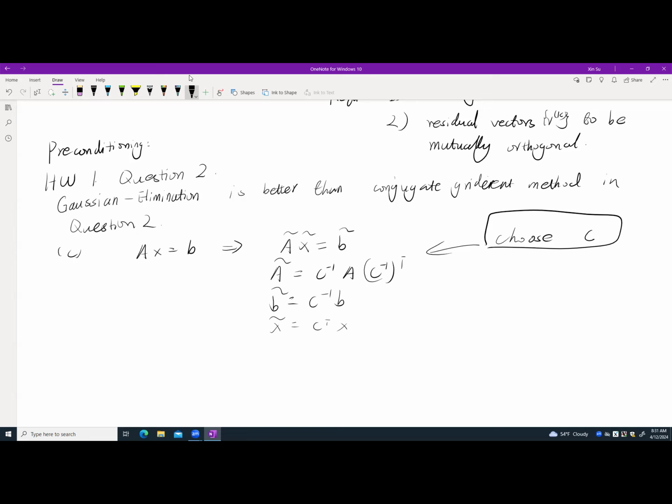That's not the end of your answer. You need to apply C transpose inverse on the left-hand side to get the X vector. And that is homework 2, question 2.